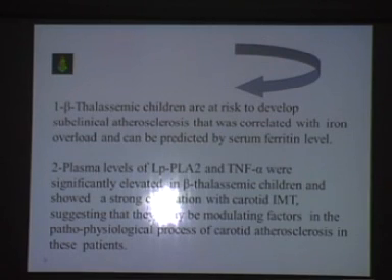Conclusion: thalassemia children are at risk of developing subclinical atherosclerosis, which is correlated with iron overload and can be predicted by serum ferritin level. Plasma levels of lipoprotein associated phospholipase A2 and tumor necrosis factor alpha were significantly elevated in beta thalassemia children and showed a strong correlation with carotid intima-media thickness, suggesting that they may be modulating factors in the pathophysiological process of carotid atherosclerosis in these patients.